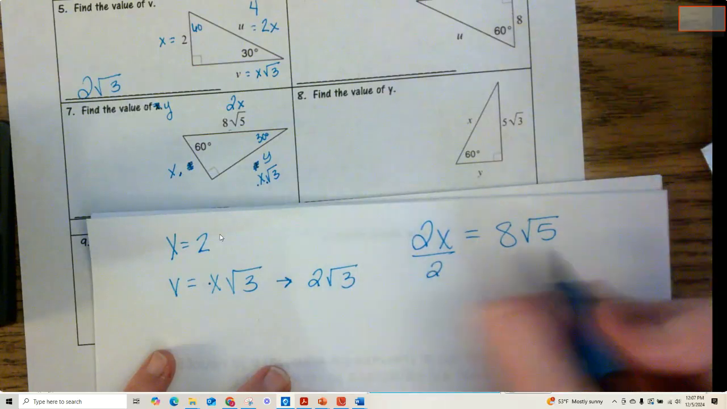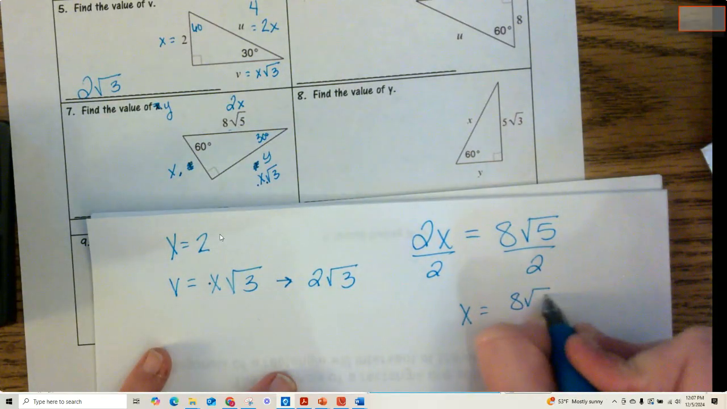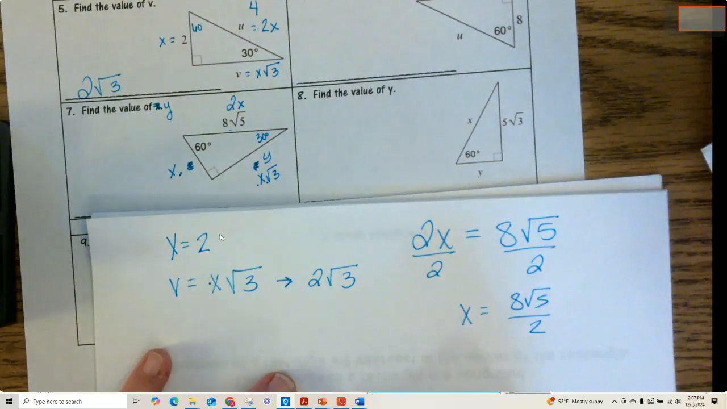Divide by 2, right? Because that's not my final answer. That's not what I'm looking for. And I can leave it in that form. I know it scares you, it's got the radical, but you can leave it like that, and that's okay.